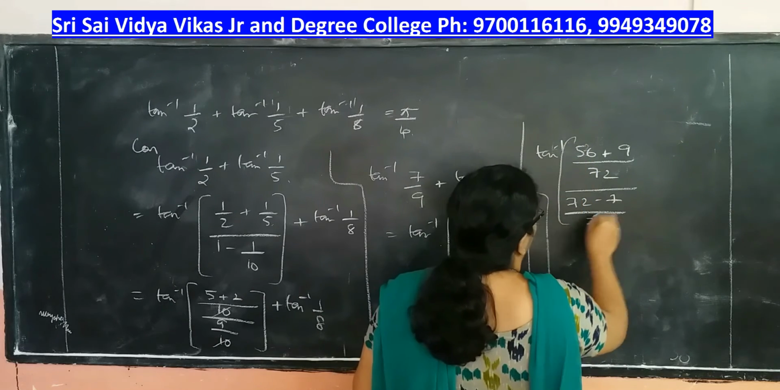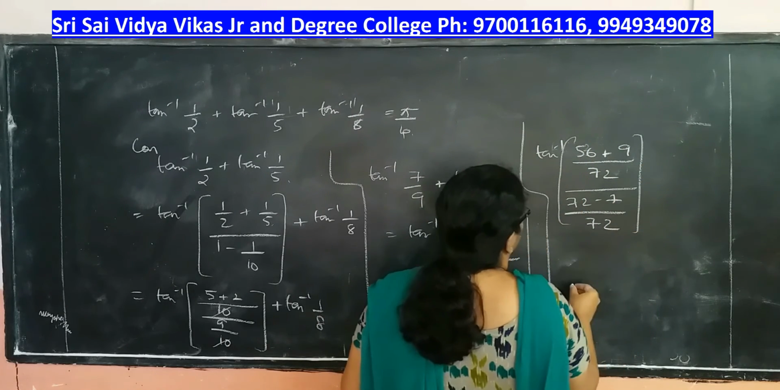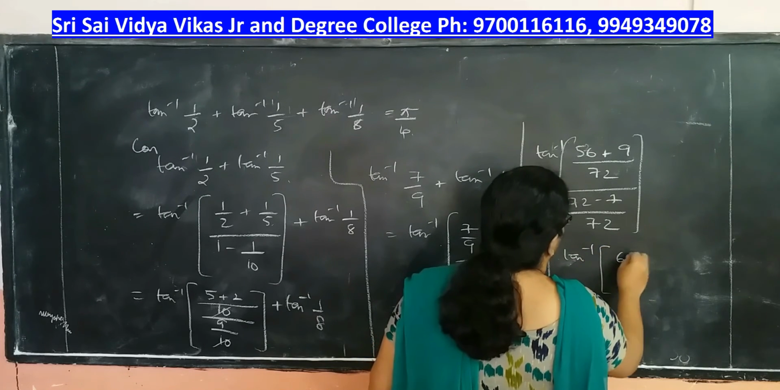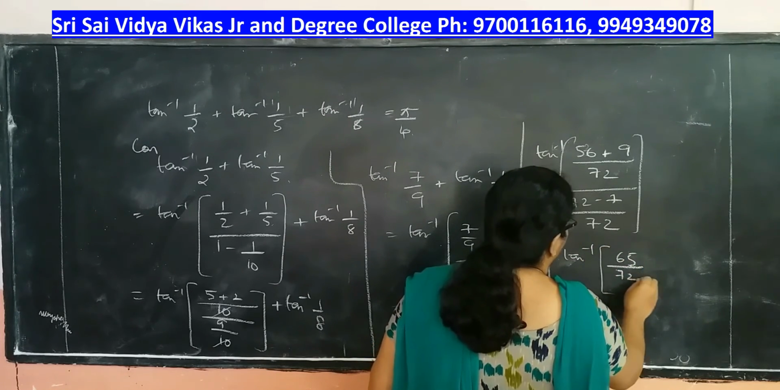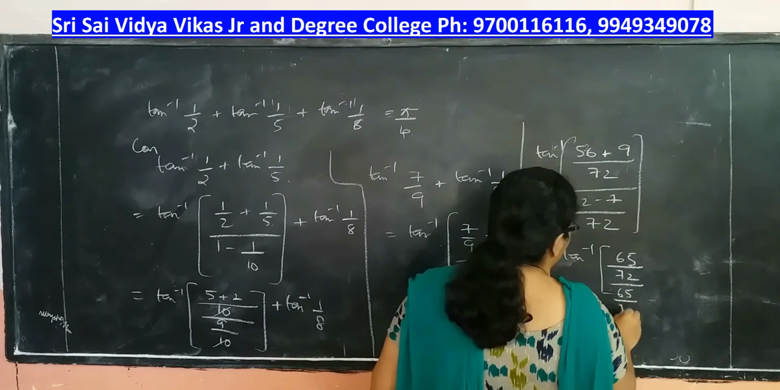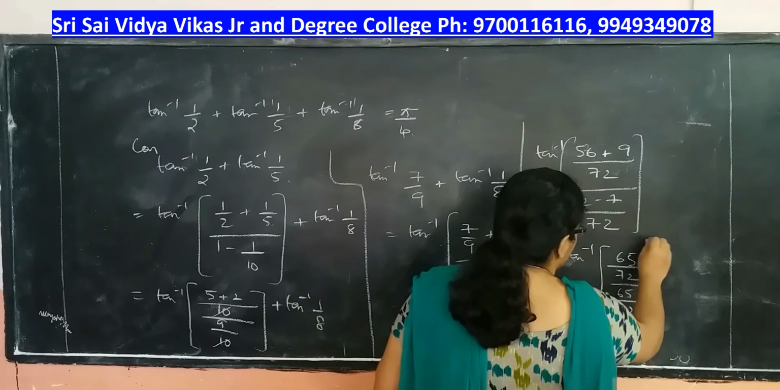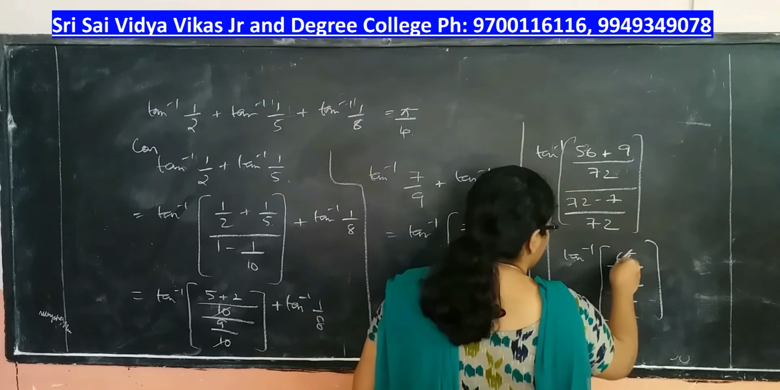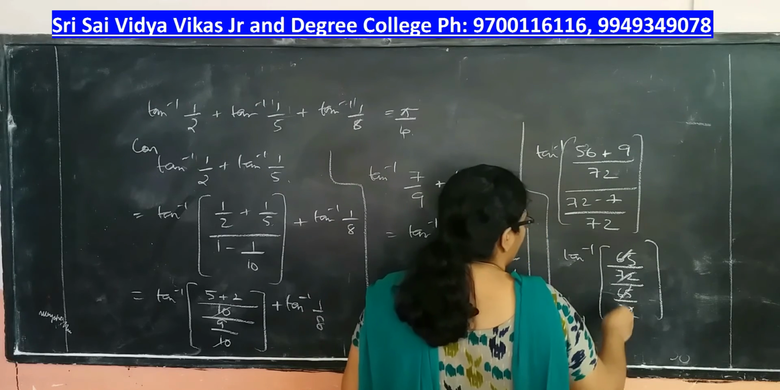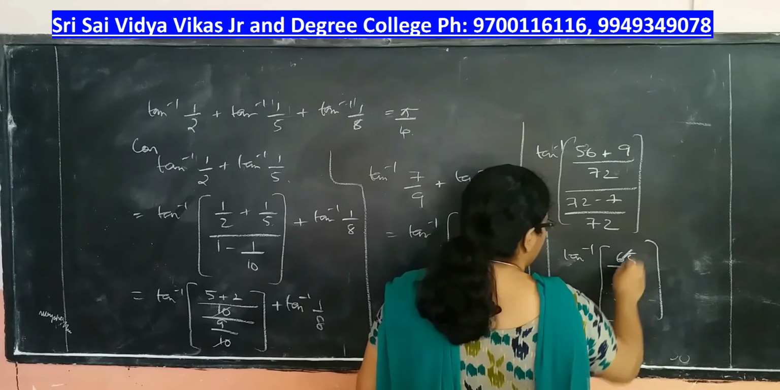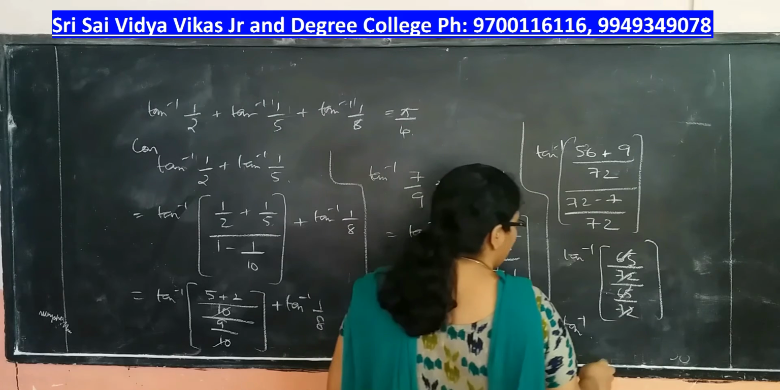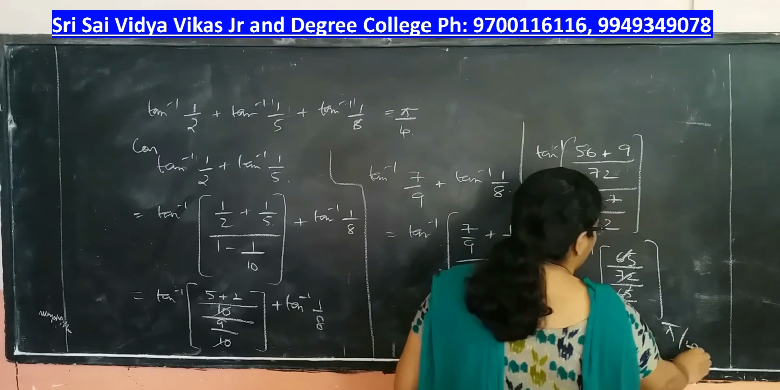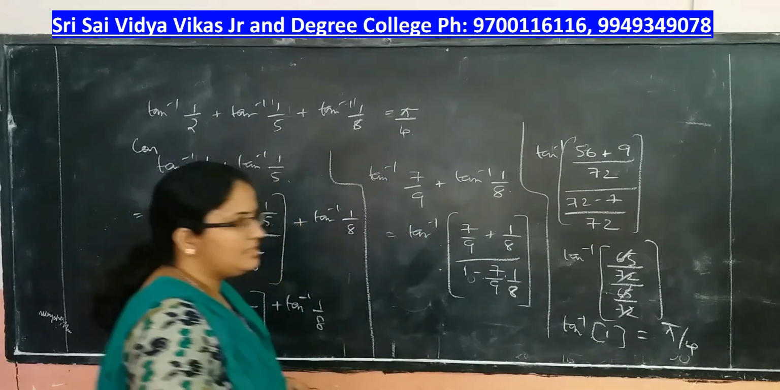So this is nothing but 56 plus 9, tan inverse, 65 by 72 by 65 by 72. 72 gets cancelled, 65 also gets cancelled. 65 by 72 over 65 by 72 gets cancelled. So you have tan inverse 1. Tan inverse 1 is nothing but pi by 4. This is our next problem.